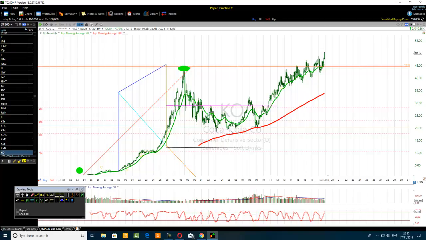Can be any type of ABC. It cannot be ABCD, which is a triangle. It cannot be a triangle, okay? Zigzag or flat correction. Usually you will see a flat correction. That's why I was telling you that sometimes we see that the trend has ended here, George, and we have an expanded flat correction. We say A, B, C.